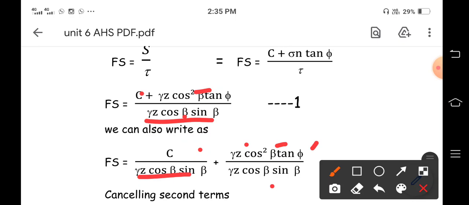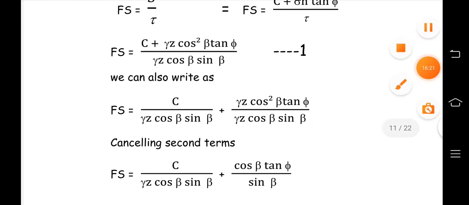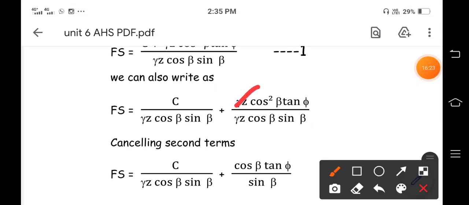Write it separately, okay? And now we are cancelling the terms. So this will get cancelled, this will get cancelled, one cos of beta gets cancelled, one cos of beta gets cancelled. This term is kept as it is, C upon gamma z cos of beta sin of beta, plus the remaining term, that is cos of beta into tan of phi upon sin of beta.